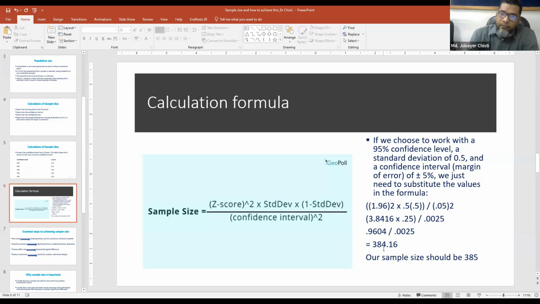So for case control study and for interventional study, especially the randomized control trial, there are other formulas that we can use, and we also need to know the Z-score for that.